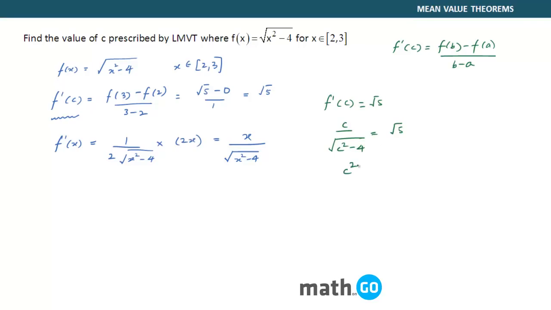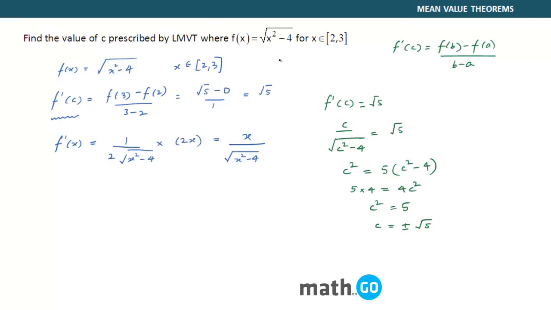Okay, and we'll square, so we'll get 5 into c square minus 4, and this will be what? You can say 5 into 4 is equal to 4c square, and you will get c square is equal to 5. And we again will have two answers here, that c could be either plus or minus root 5. But again, just check where the c should lie.